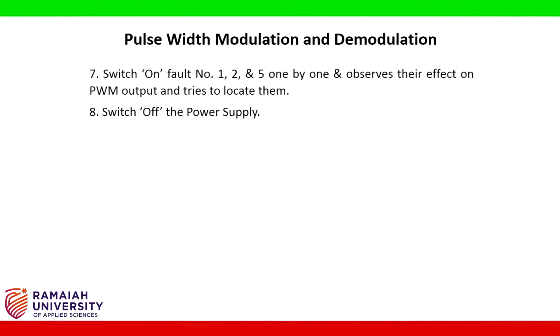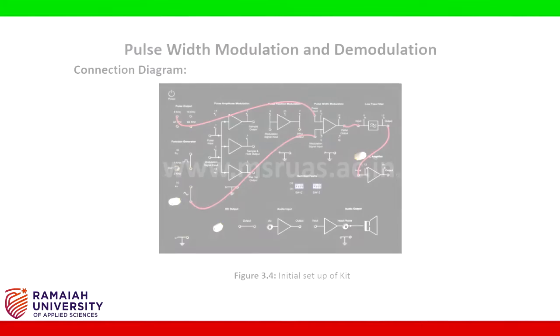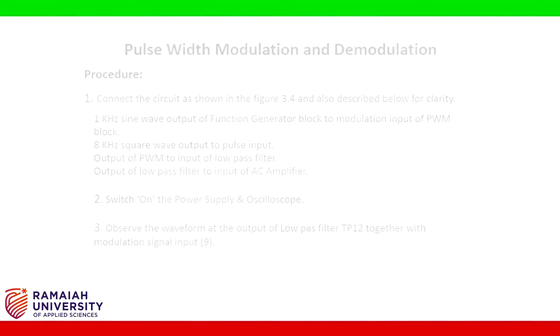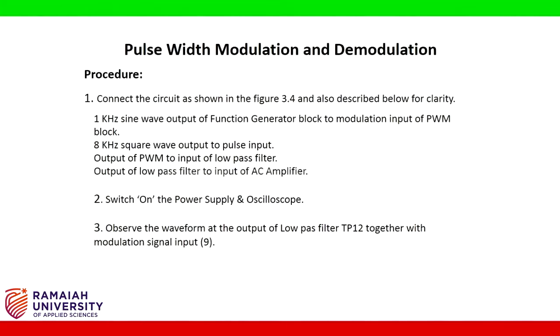Switch on fault number 1, 2 and 5 one by one and observe their effects on PWM output and try to locate them. Switch off the power supply. The connection diagram is as shown. Connect the circuit as shown in figure 3.4 and also described below for clarity. 1 kHz sine wave output of function generator block to modulation input of PWM block. 8 kHz square wave output to pulse input.